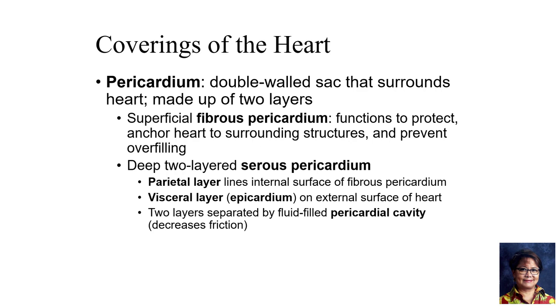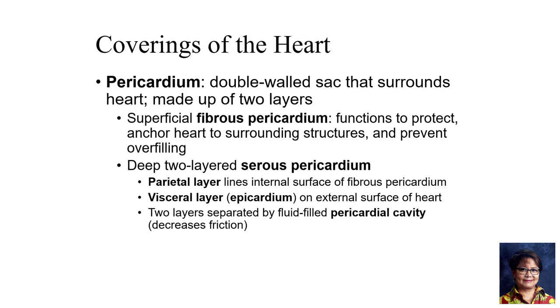Now, the heart is covered by dense regular connective tissue, more like a transparent plastic that goes around it. And you call this the pericardium. The pericardium is a double-walled sac. It surrounds the heart, and it's made up of 2 layers. The first layer is what you call the outer portion, the superficial fibrous pericardium, and the function of this is to protect and anchor the heart to surrounding tissues.